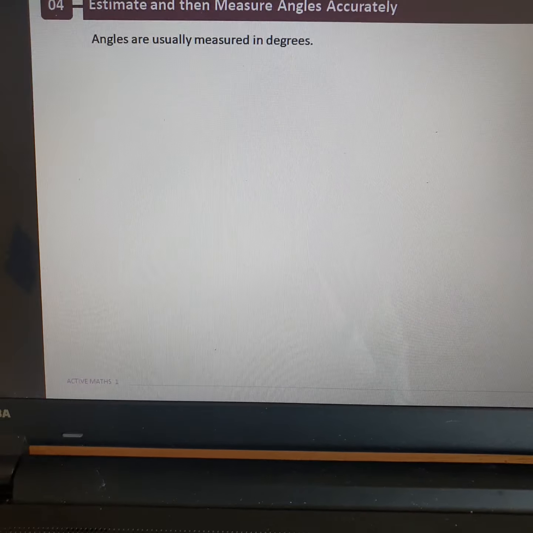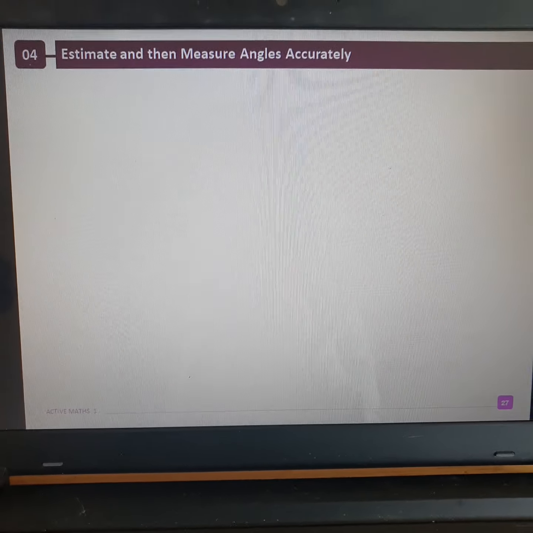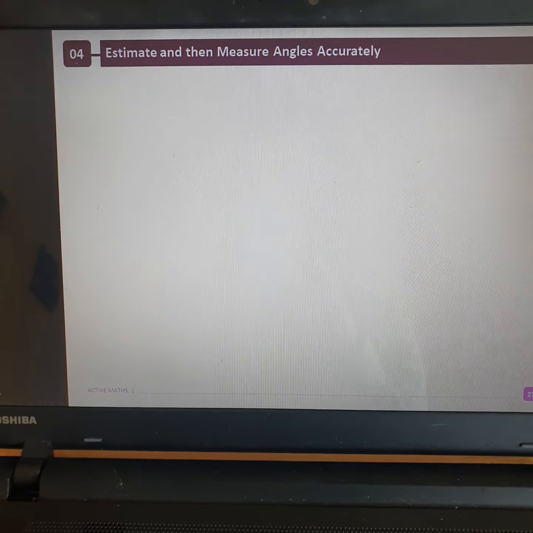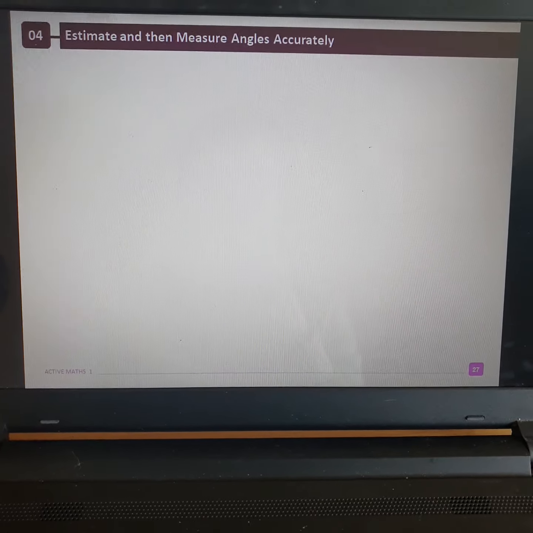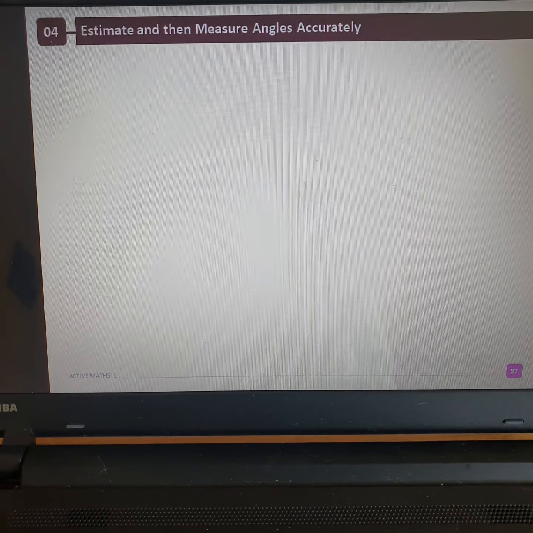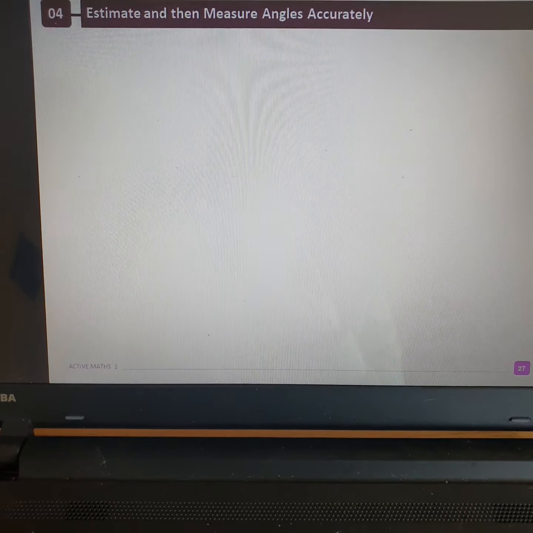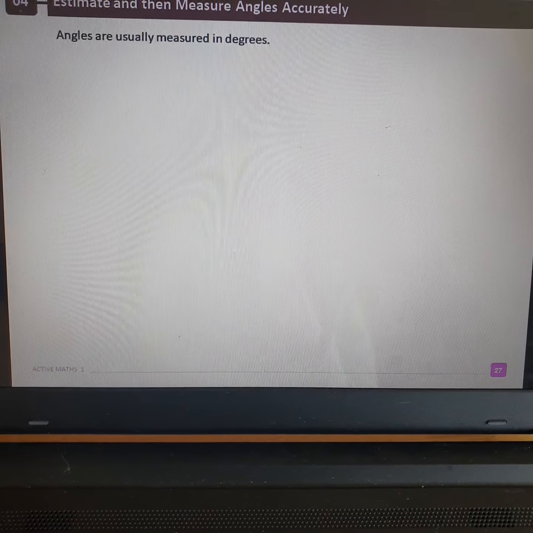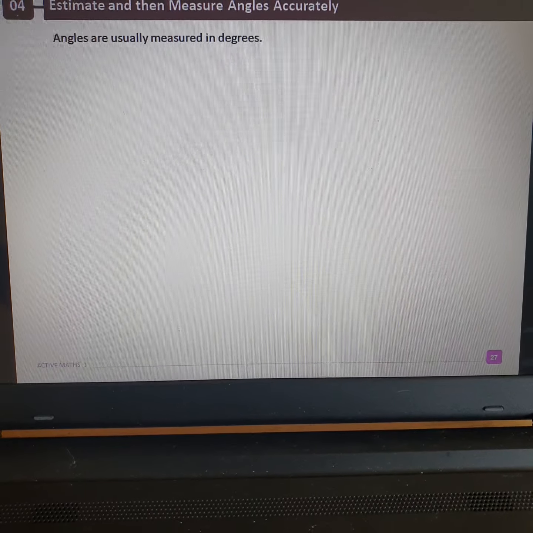Hi girls, so this is lesson number 3 on geometry. As we have discovered, we now know how to recognize the various types of angles, and we now know how to label or name them. So today's lesson is going to be on estimating the measurement of angles and also being able to measure angles. As we've confirmed already, angles are usually measured in degrees.